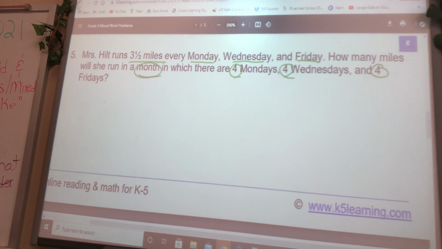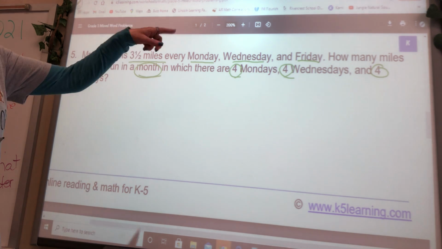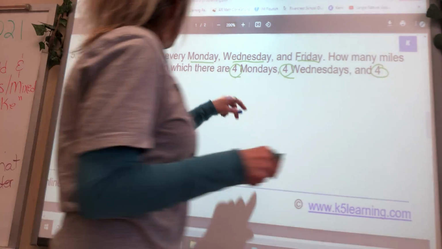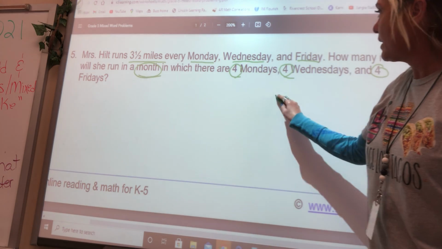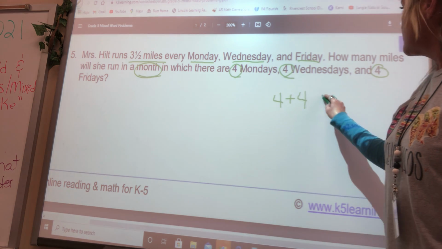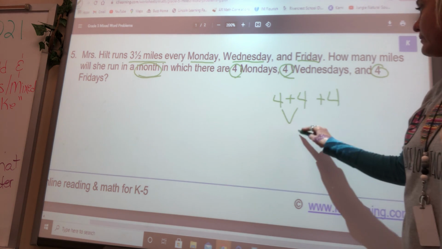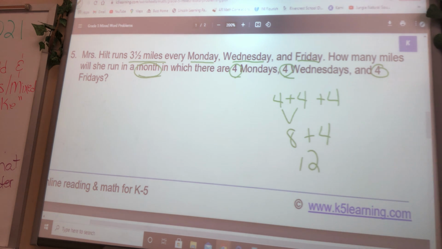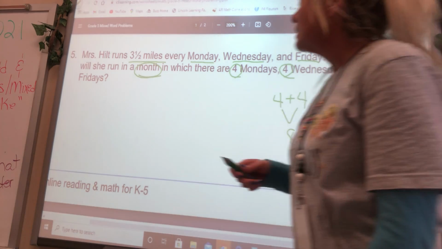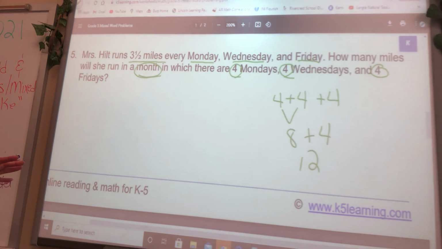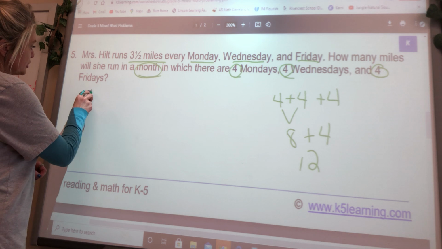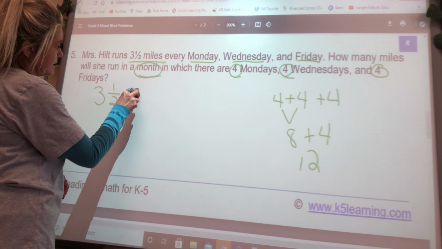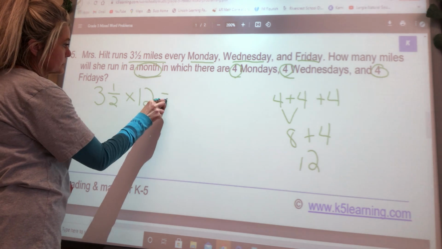All right, she runs 3.5 miles each of those days. So first of all, let's see how many days would that be? So that'd be 4 days plus 4 days plus 4 days. So we had 8 days plus 4 days is 12 days. All right, she's running 12 days. And we could work this one 2 ways. We could say she's running 3.5 miles times 12 days.